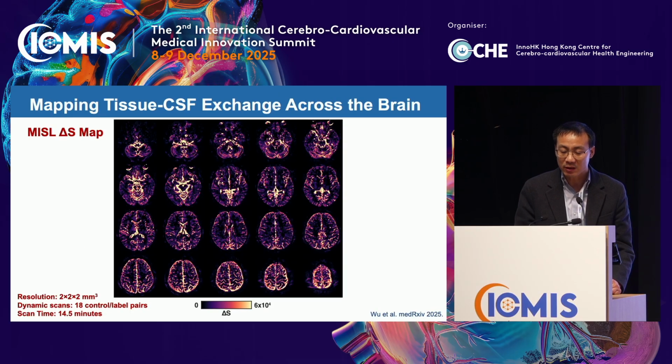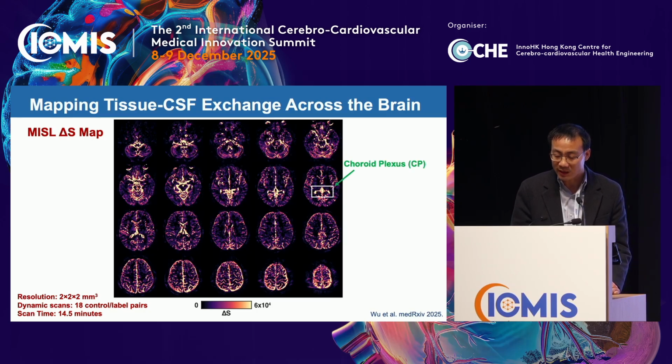Here we show the typical MISSILE maps on a healthy subject. As you can see, the tissue CSF exchange occurs almost everywhere in the brain, from the subarachnoid space to the ventricle, even to the choroid plexus, and so on. The strongest signal is found in the choroid plexus, which is understandable because this is the region considered to produce CSF.